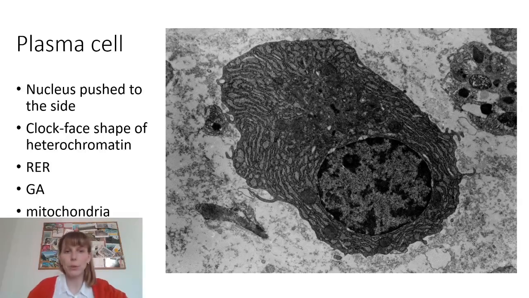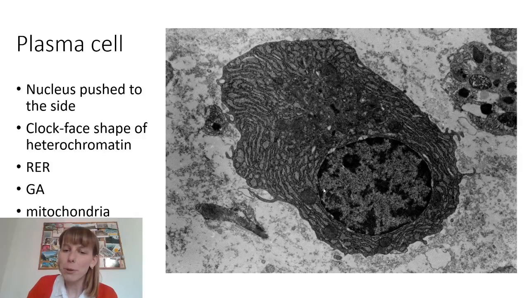So what happened to the cell? We can see that the nucleus has a lot of euchromatin now. So it's much more euchromatin than we saw in the lymphocyte. So it means it's producing a lot of proteins for export. The organization of the heterochromatin and euchromatin is quite distinctive. It's not so perfectly visible here, but it's called the clock face shape. So it kind of looks like a clock if you have a very good imagination.